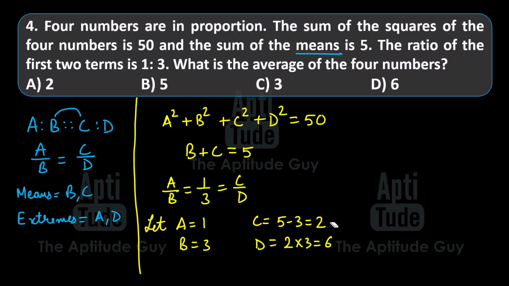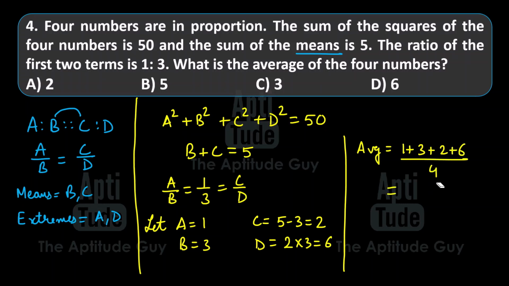1 by 3 is 1 by 3. 2 by 6 is 1 by 3. Makes sense. Now they have asked what is the average of the four numbers. Alright, let's find the average. Average is 1 plus 3 plus 2 plus 6 divided by 4. Now how much is this? 6 plus 4 is 10, 10 plus 2 is 12, so we have 12 by 4, that is equal to 3. That is the answer. Option C. Done.